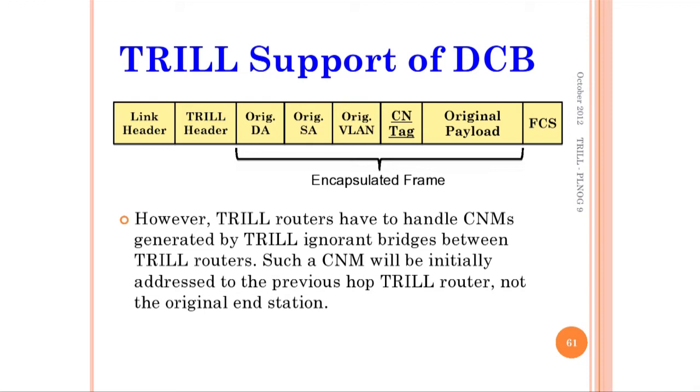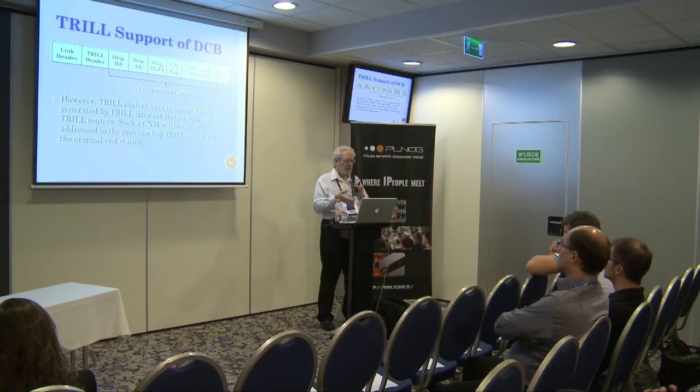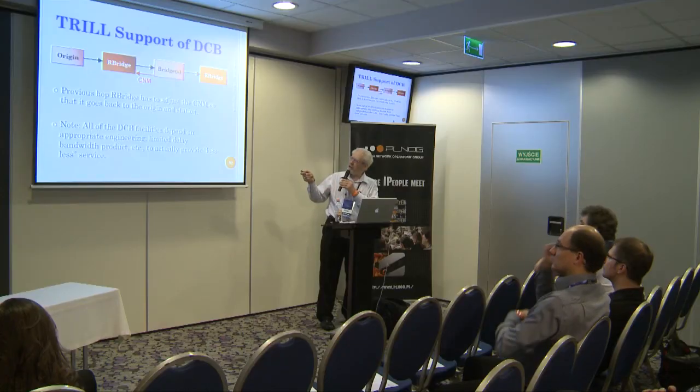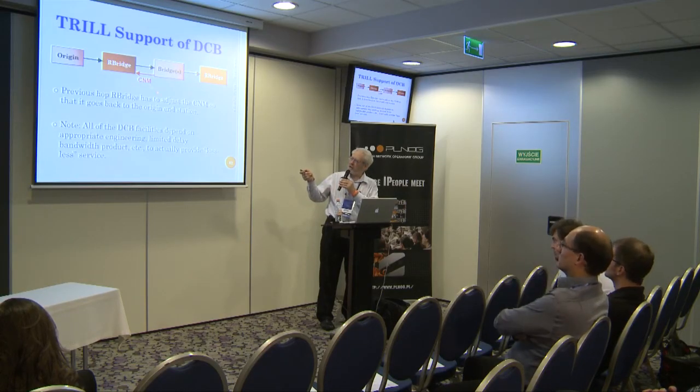So there's one funny case. You can have 2 Trill routers, and you can have a bridge in between them. And by definition, sort of, that bridge is ignorant of Trill. So it might produce a congestion notification message, but that's not based on the original frame, it's based on the Trill data frame. So here's the case: the origin is sending something along here, it gets encapsulated here. When it hits this bridge, which doesn't understand this encapsulation, it just sends a congestion notification message back as a native frame like this. So this RBridge just needs to do a check for congestion notification messages that are addressed to it. And if it finds one, it needs to adjust it so the congestion notification message goes back to the beginning.